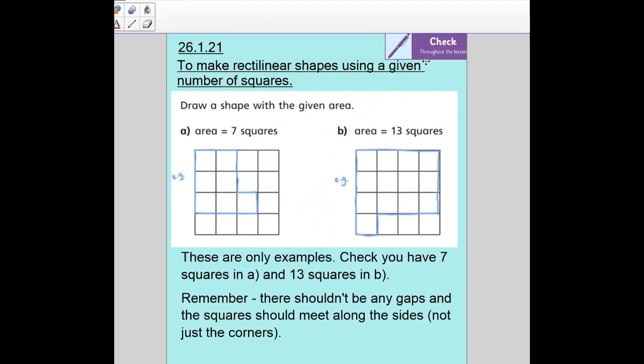Great job today, guys. Now it's your turn to check your work. So, for the first question, it says draw a shape with a given area. You had 7 squares and 13 squares. Now these are only examples. You need to check that you have 7 squares in A and 13 squares in B. Remember, there shouldn't be any gaps and the squares should meet along the sides, not just the corners.